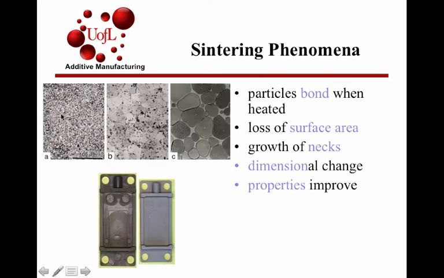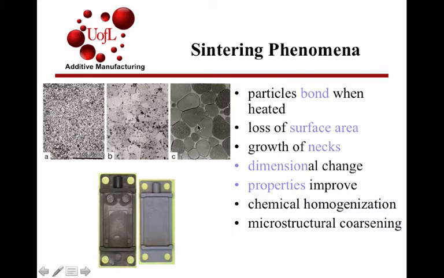Here are examples of three different microstructures possible after sintering. You can have chemical homogenization, you can have grain growth, so microstructures coarsen, and basically you cannot go from here back to that. You cannot go from this dense region back to the expanded porous region. It's irreversible. These are important to appreciate sintering phenomena.